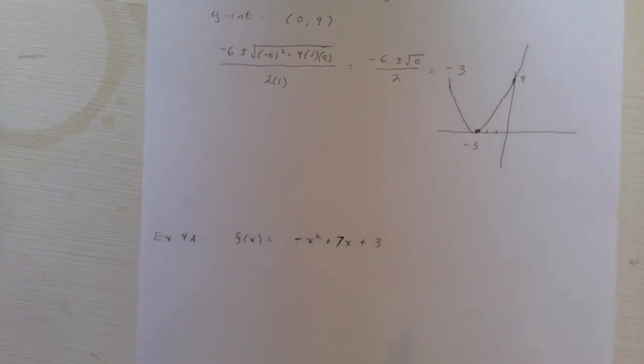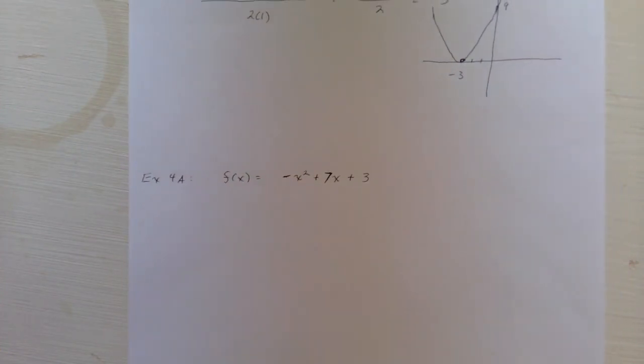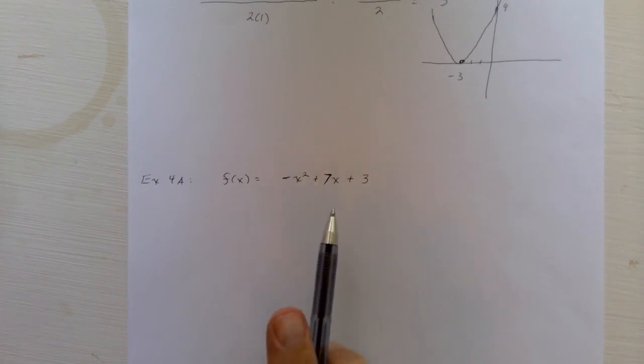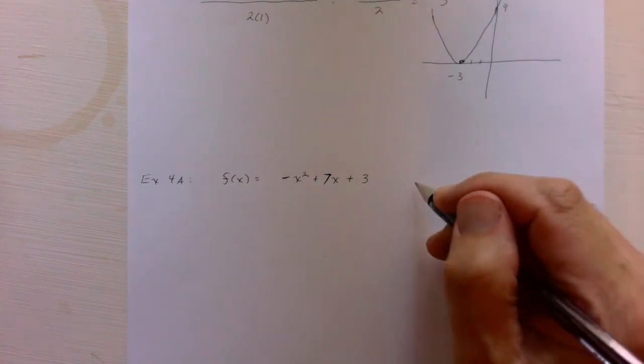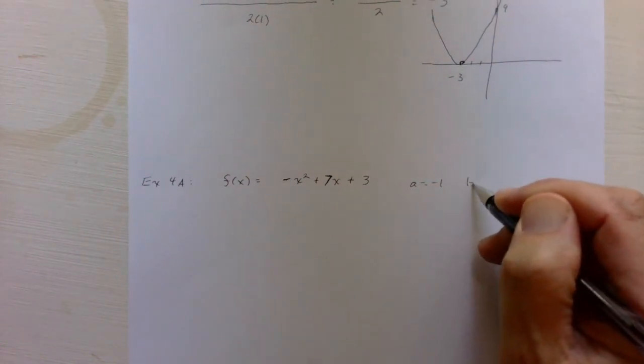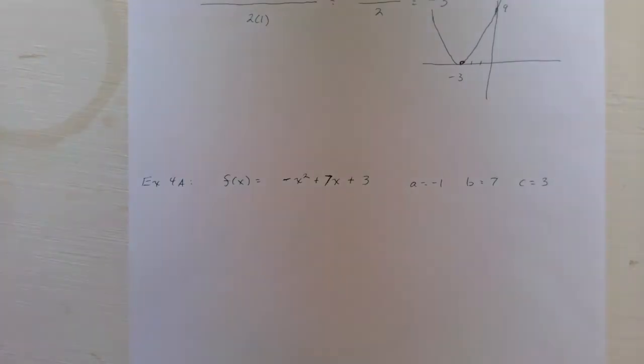I want to do one more one. This was not on the notes that you downloaded, but I realized we had an example where the parabola opens down. We can see that's exactly what will happen here, because a is negative 1, b is 7, and c is 3. So again, I will let you pause the video and see if you can find the vertex and the intercepts.